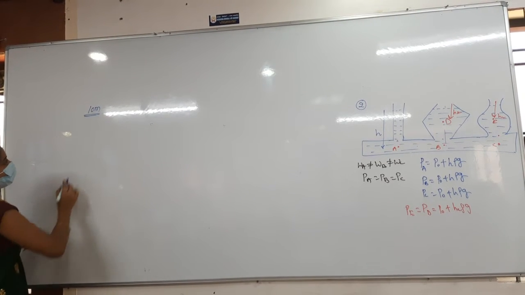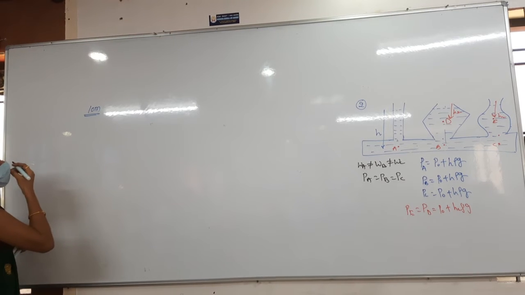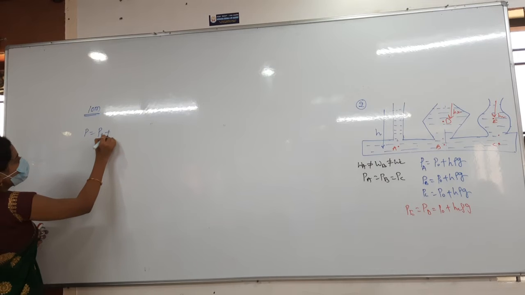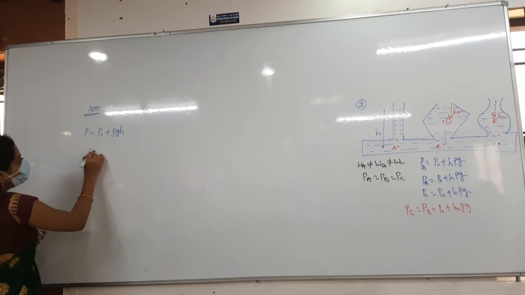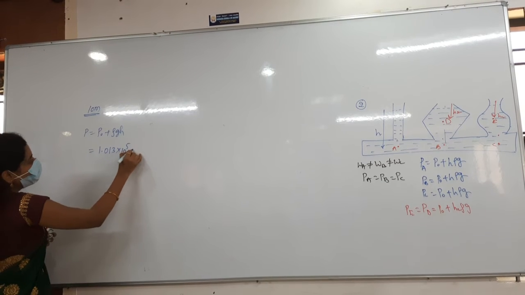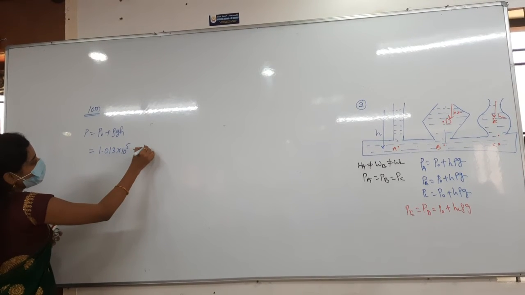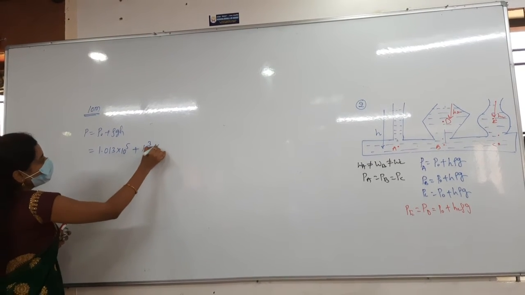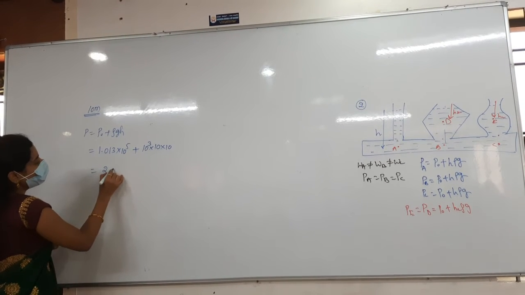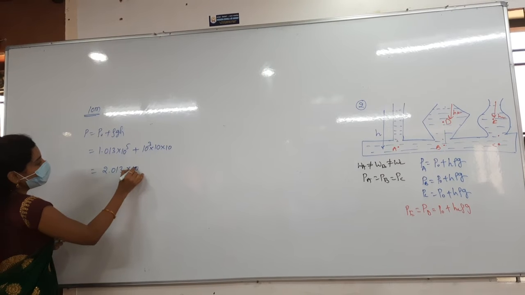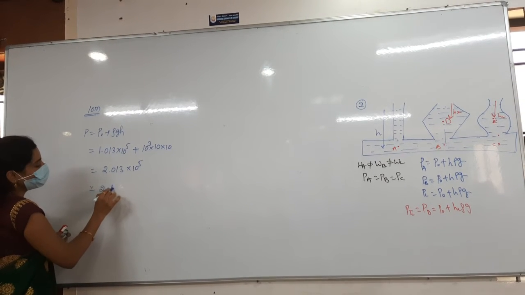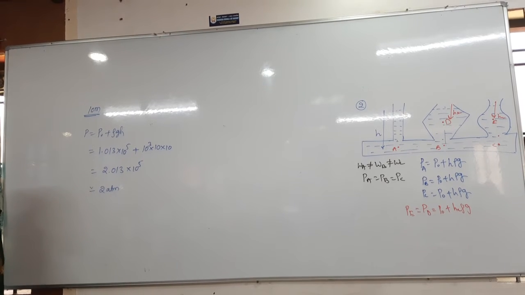10 meters height. The vessel is open they are saying, so P is equal to P naught plus rho g h. P naught is exactly 1.013 into 10 power 5 plus rho is 10 cube, 1000, g is 10, height is 10. So how much will it be? 2.013 into 10 power 5. So approximately I can say 2 atmosphere.